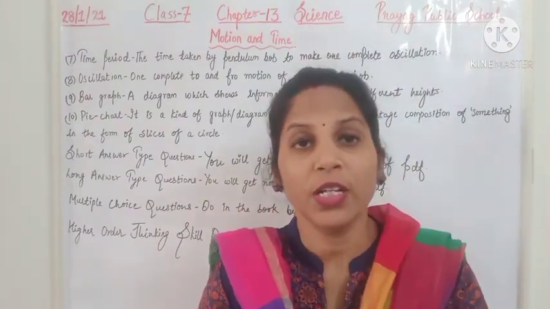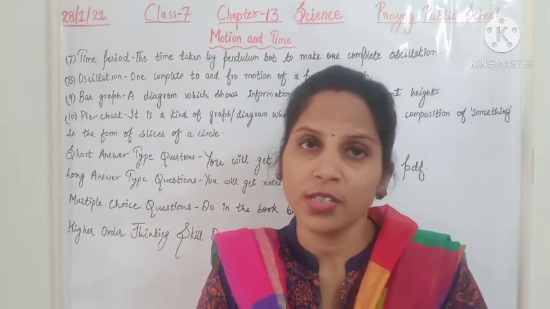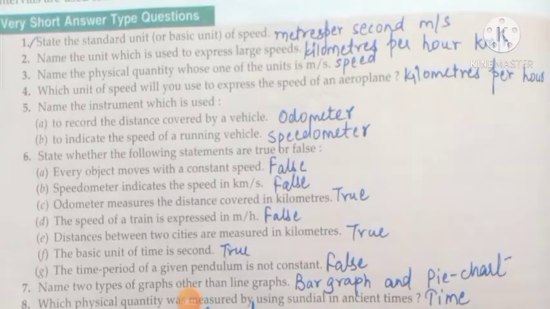So let's start with our very short answer type questions discussion. Very short answer type questions. Question number 1. State the standard unit or basic unit of speed. Answer is meters per second, and in short we can write m/s, okay. Now second one. Name the unit which is used to express large speeds. Yes, to express large speeds तो unit भी बड़ा होगा, so we will write kilometers per hour. In short we can write km per h, okay.